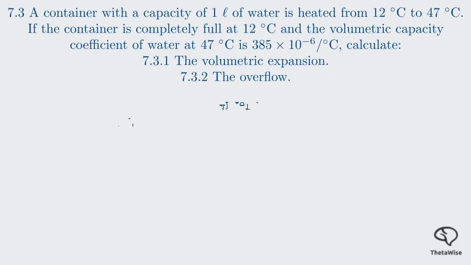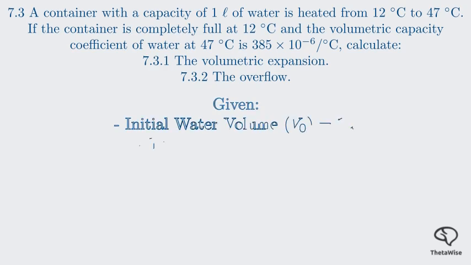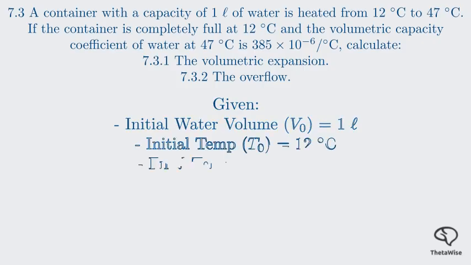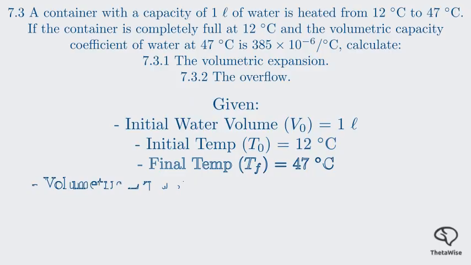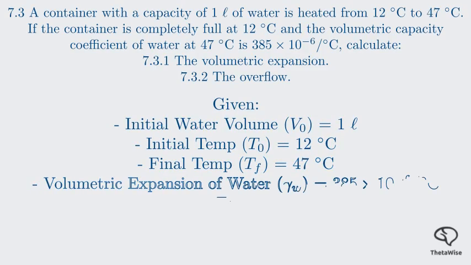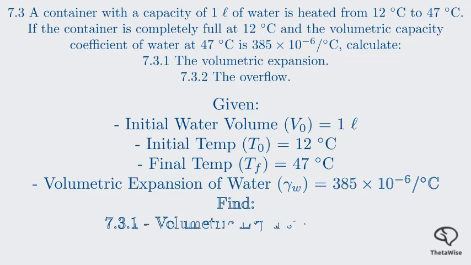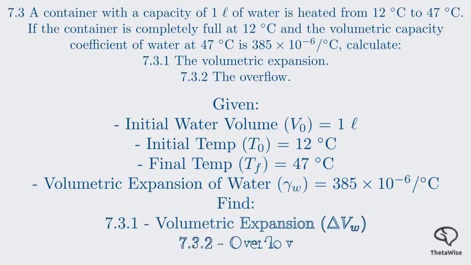First, let's list our given values. We have the initial volume of the water, V naught, which is the container's capacity, 1 liter. The initial temperature is 12 degrees Celsius, and the final temperature is 47 degrees Celsius. The volumetric expansion coefficient for water, gamma W, is 385 times 10 to the negative 6 per degree Celsius. We need to find the change in volume, delta V, for part 7.3.1, and the overflow for part 7.3.2.